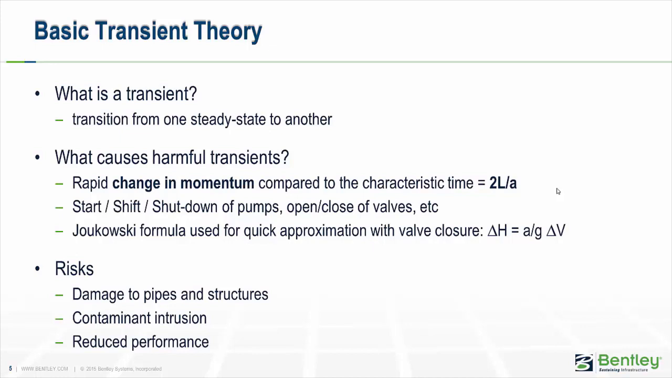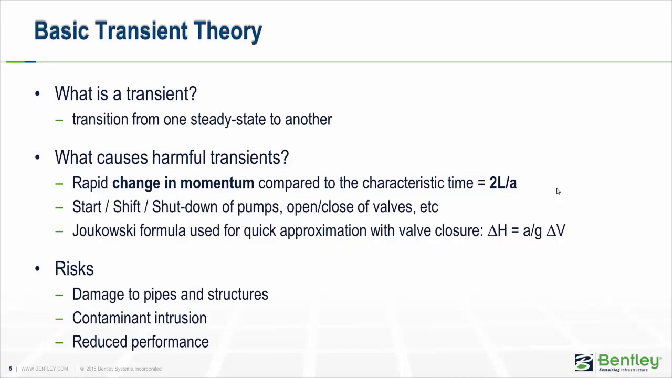So what causes a harmful transient? Well, it's anytime you have a rapid change in momentum compared to something called a characteristic time, which is equal to 2 times the length of your system divided by the wave speed. So it's how long a wave takes to get from one end of the system and back. Things like starting up your pumps too quickly, shifting their operating points, shutting them down too quickly, or opening and closing valves or hydrants too quickly. If those things happen too fast, it can cause a transition to the new steady state that happens too quickly and can cause some pretty severe changes in hydraulic grades, and severe pressures, both positive and negative.